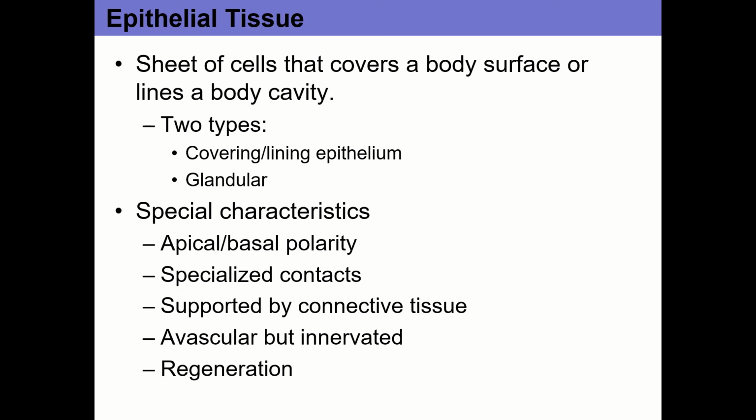The other type of specialized contact that we see in epithelial tissue are desmosomes. So remember, desmosomes look kind of like Velcro, where they anchor cells together in areas where there's a lot of shear stress. So where one cell is moving up and the other cell is moving down, or one cell's moving to one side and the other cell is moving in the other direction.